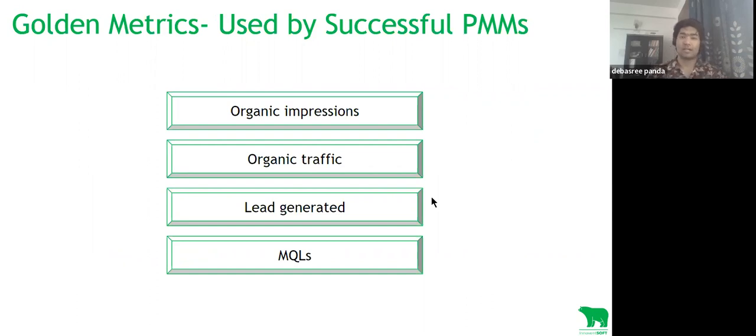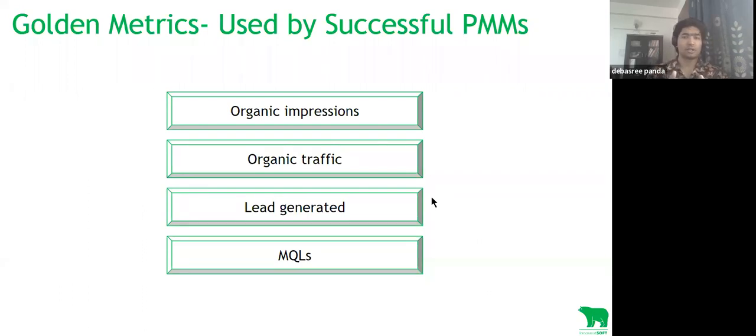The second one is organic traffic. The number of people actually visiting your website from organic channels like the Google search engine or other partner sites of Google is called organic traffic. The third one is the leads generated from that organic traffic. So if 100 people are coming to your website as visitors, how many are actually interested in looking at your content or your solution, and are trying to provide their email ID or inquire about your solution or pricing, etc.? Those are the leads generated from organic traffic.